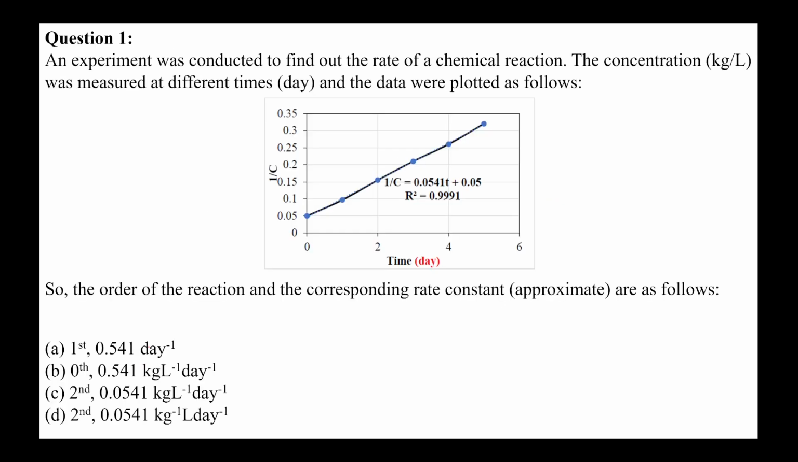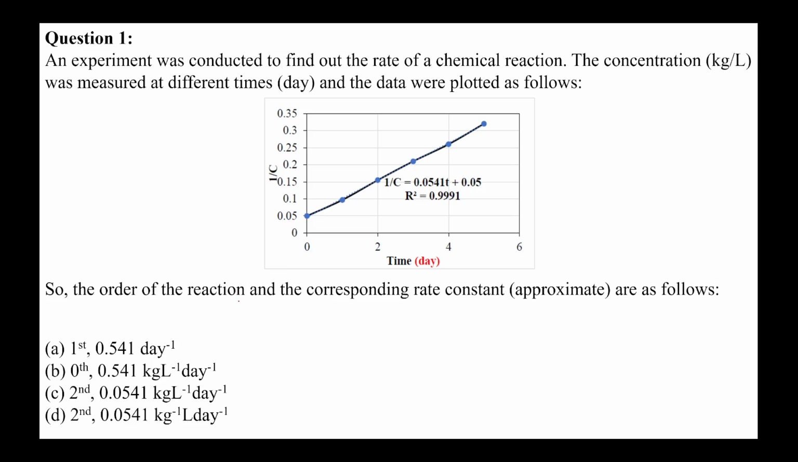So starting with the questions now, question number 1. An experiment was conducted to find out the rate of a chemical reaction. The concentration, which is in kg per liter, was measured at different times and the data were plotted as follows. You can see here the x-axis shows time, that is shown in days, and the y-axis has 1 by c. Okay, and we have the equation given, which is a straight line equation.